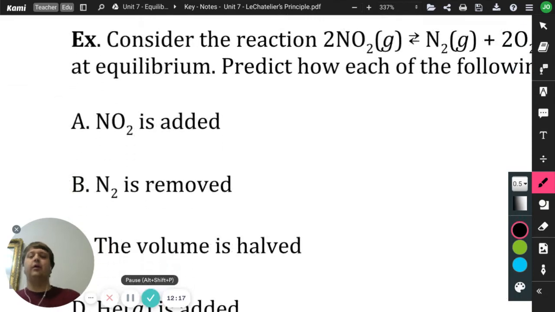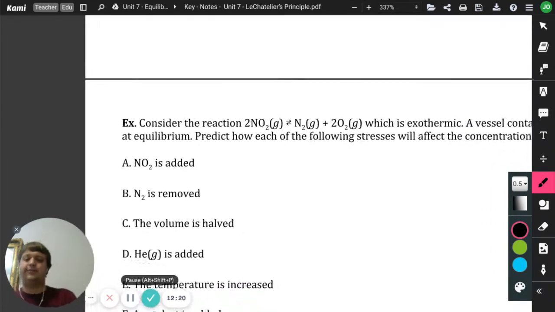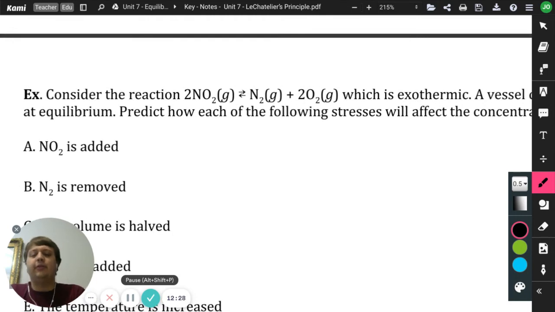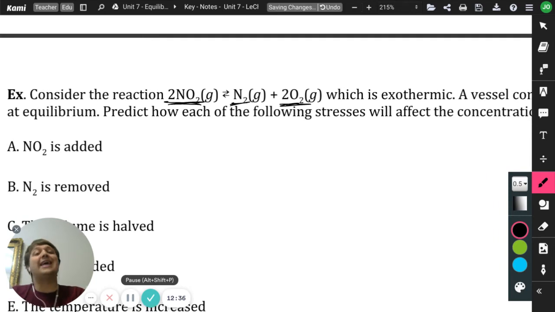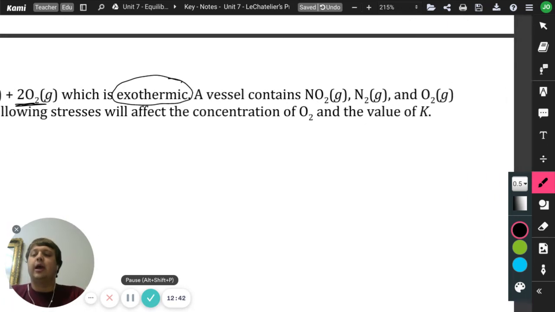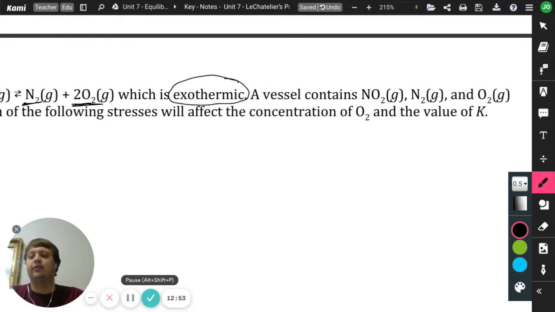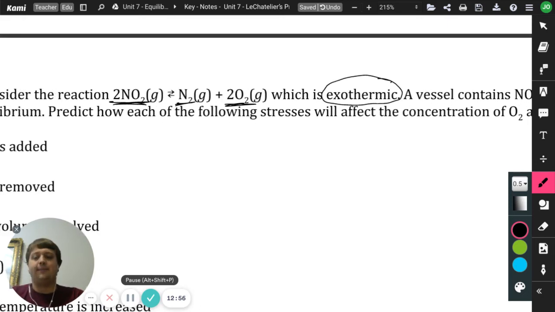All right, so let's take a look at this and see how these stresses are going to affect our equilibrium. So here's my reaction. It says, consider the reaction 2NO2 in a reversible reaction produces N2 and 2O2, which is exothermic. Okay, we know that that is actually important with equilibrium, right? A vessel contains NO2, N2, and O2 at equilibrium. And again, those are all gases.